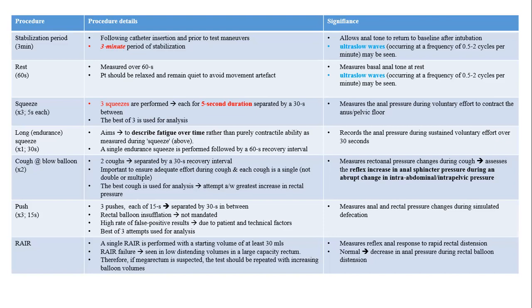After that, we ask the patient to squeeze 3 times. Each squeeze lasts for 5 seconds, and in between each squeeze, there will be a 30-second rest interval. So we choose the best squeeze out of the 3 for analysis. This short squeeze in fact measures the anal pressure during voluntary effort to contract the anus.